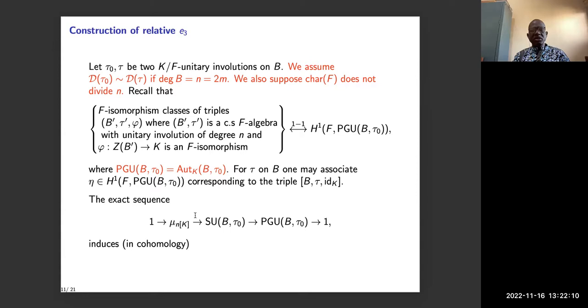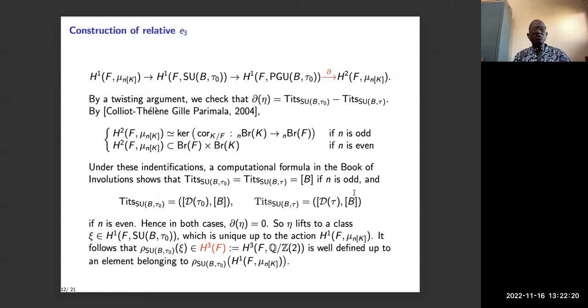The exact sequence induces in cohomology the following exact sequence. And here we have a class eta, and we want to understand the image of eta by the connecting map delta. By a twisting argument, it is not difficult to see that the image of eta under this connecting map is the difference of the Tits class of SU(B, tau zero) minus the Tits class of SU(B, tau).